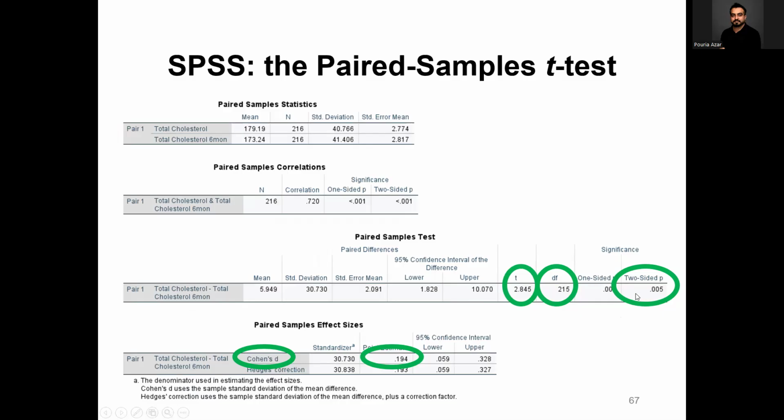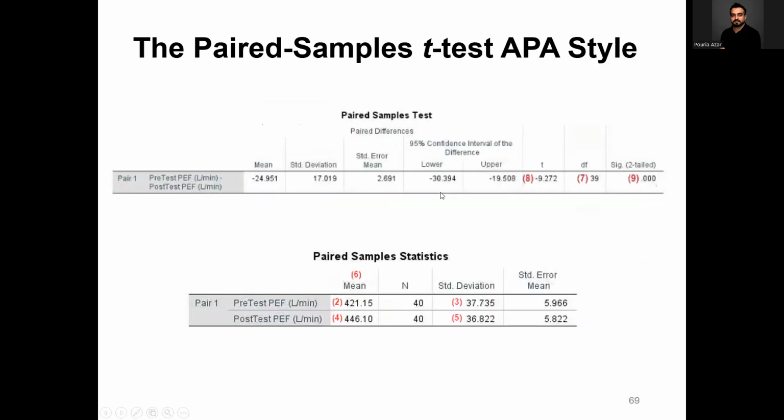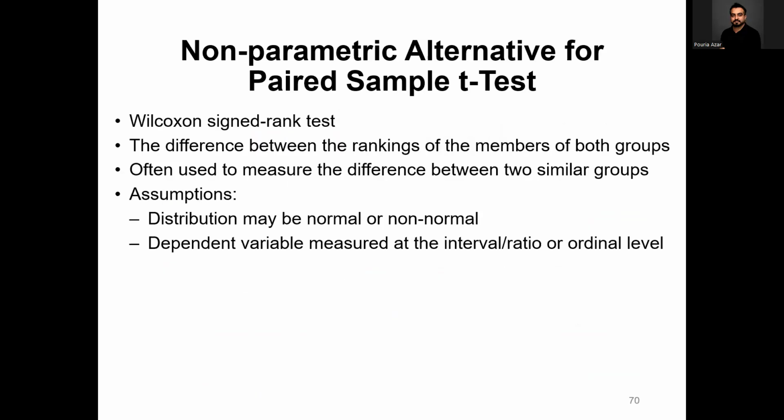And I will look for the two-sided p-value, and it is significant. And the effect size, I have Cohen's d here again, and that's my effect size. And this is how to report the paired sample t-test in APA format. Very similar to independent sample t-test. So you need to follow this in your write-up. And this is how we get these numbers from the tables in SPSS output.